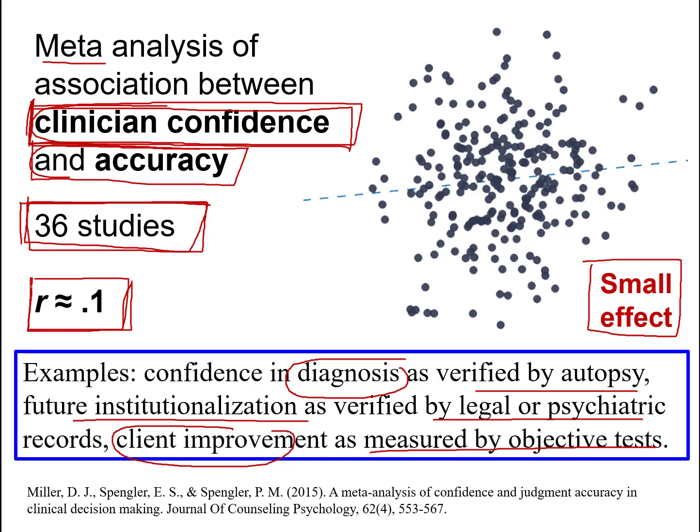The correlation of 0.1, the correlation between clinician confidence and clinician accuracy. That is, how confident do clinicians feel that they've made the right diagnosis and how accurate they really are. That correlation is a small effect of 0.1.